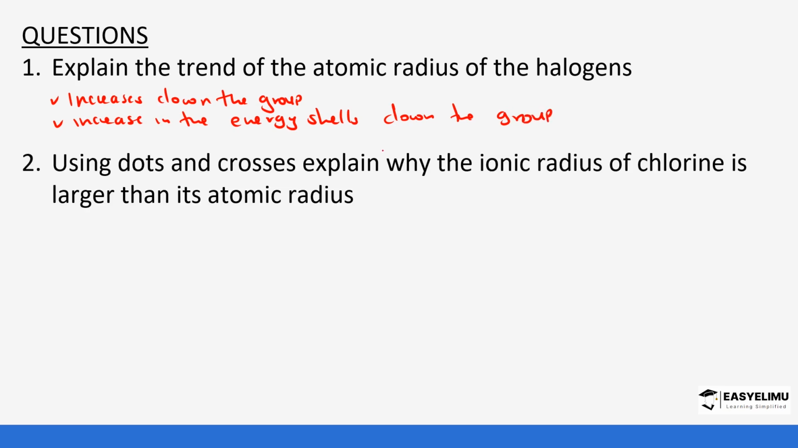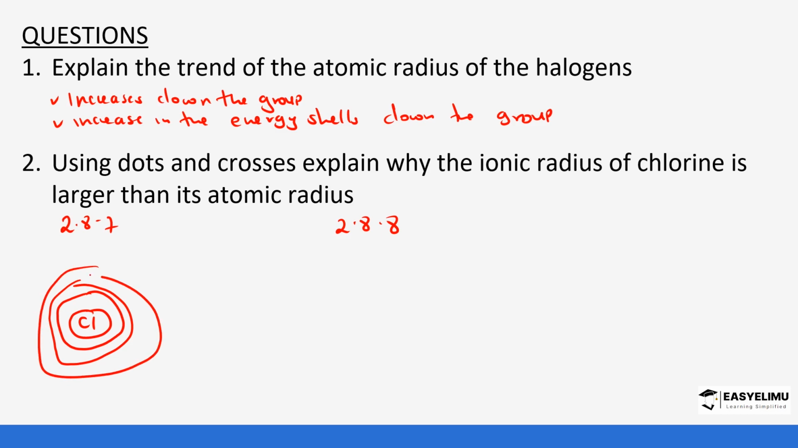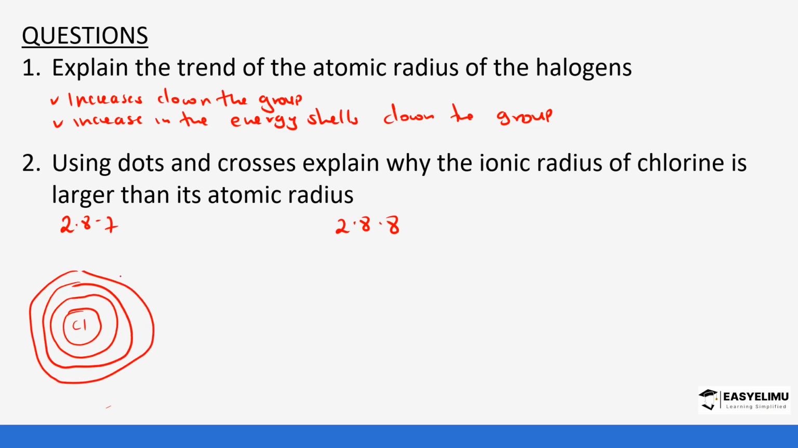And then the next question is, using dots and crosses, explain why the ionic radius of chlorine is larger than its atomic radius. So it tells us to show. So we are going to show the atom. Chlorine is 2.8.7, so the atom is 2.8.7. The ion is 2.8.8 because it gets 1 electron. So the ion has 3 shells. So that's how the chlorine atom looks.